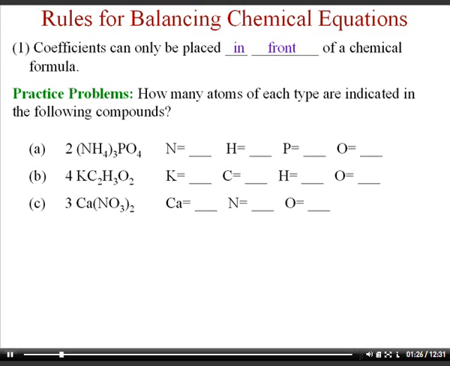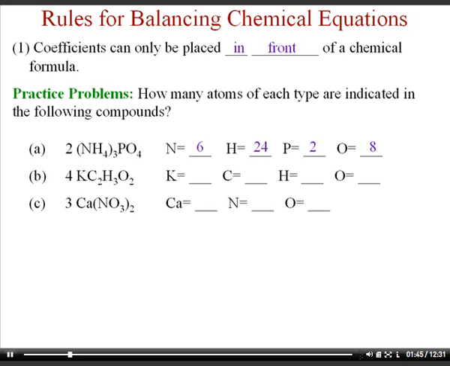I put the number 2 in front of the formula for ammonium phosphate. And so originally there were 3 nitrogens, now we've doubled it to 6 nitrogens. And originally there were 12 hydrogens, and now it's been doubled with the coefficient in front to 24. And the phosphoruses have been doubled to 2, and the oxygens have been doubled to 8.